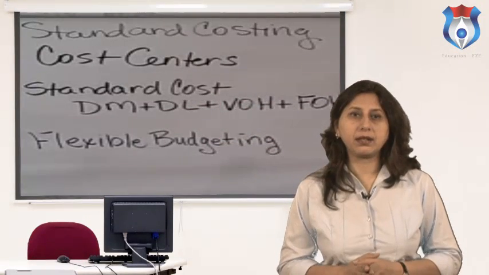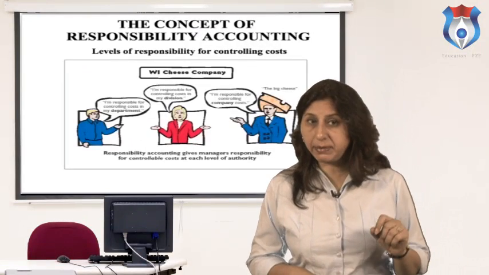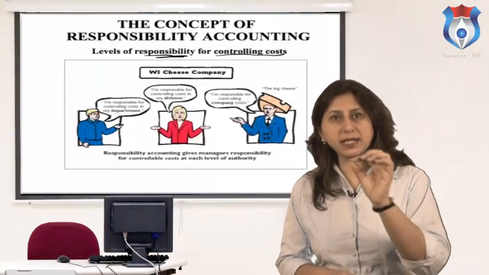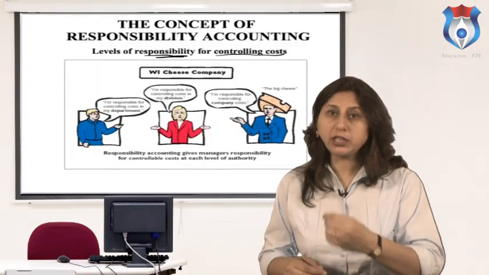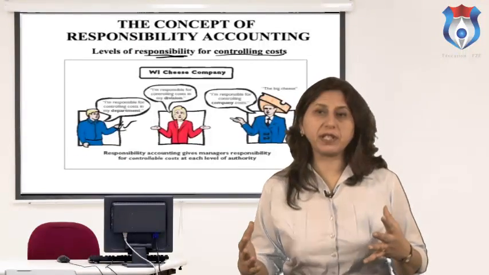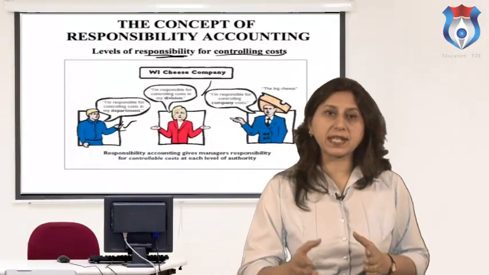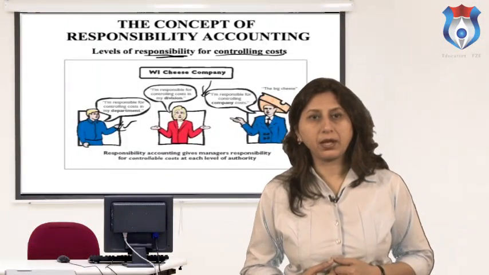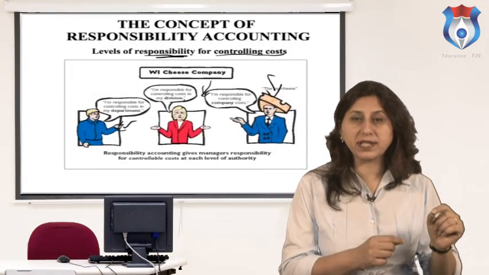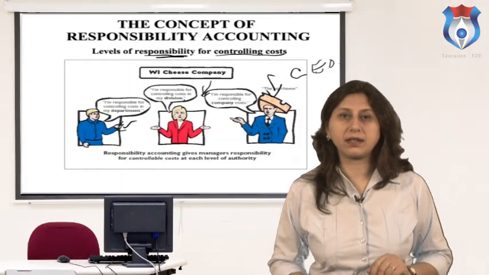Control techniques. Responsibility accounting. Responsibility accounting can be defined as a system of accounting under which each departmental head is made responsible for the performance of his department. A department generates profits by selling its output to other departments or profit centers in the same organization. The prices at which one profit center sells its output or services to other profit centers are called transfer prices.